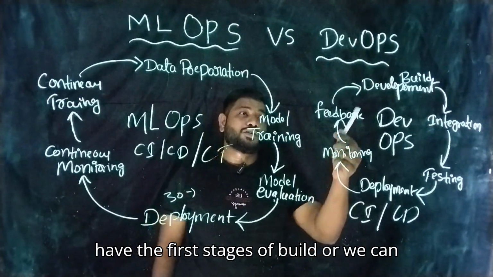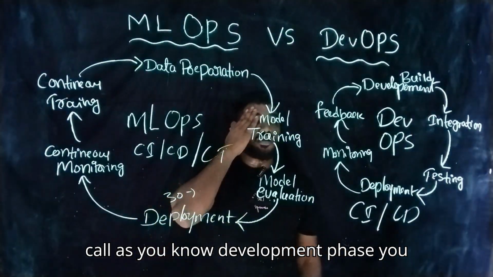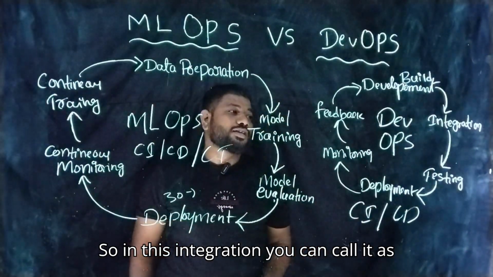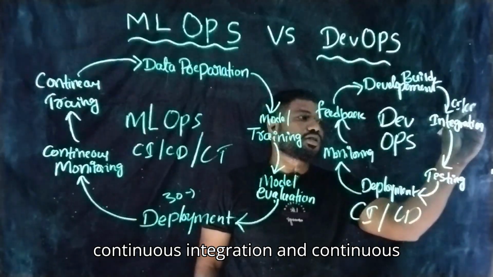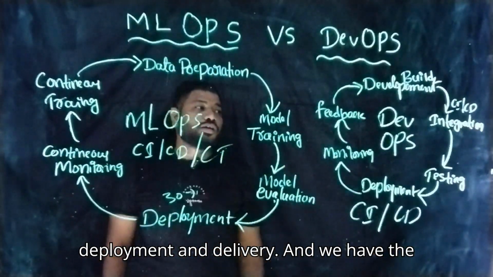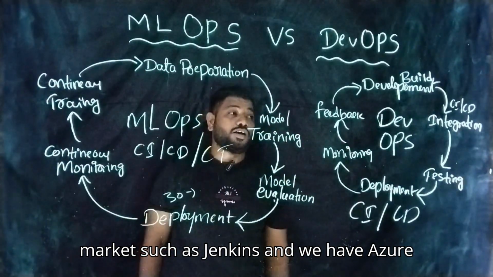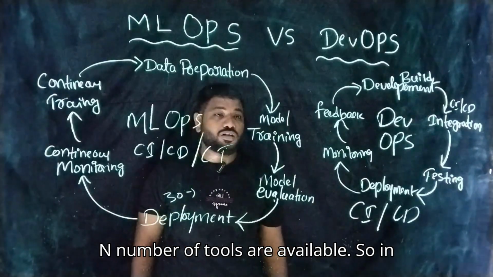So here the first stage is build, or we can call it the development phase, and later we have the integration. In this integration, you can call it CI/CD integration, which is continuous integration and continuous deployment and delivery. A number of tools are available in the market, such as Jenkins, Azure DevOps, GitLab, and Circle CI.